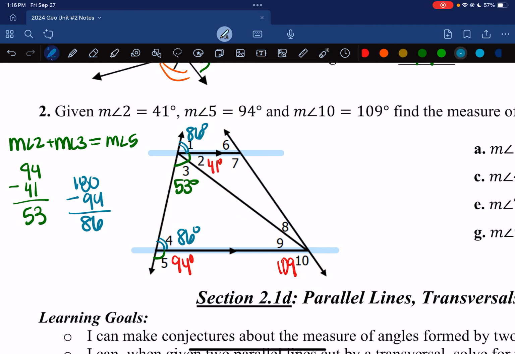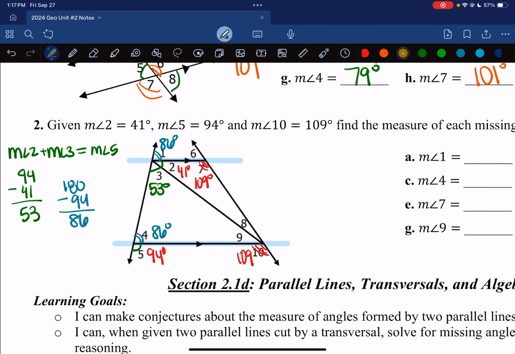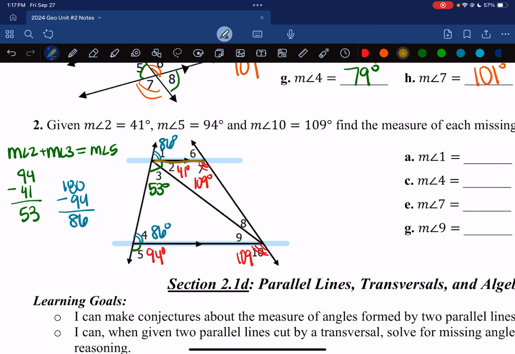Now, 10 and 7 are corresponding angles, so they're congruent. So 7 is 109. Now to find 8, we can use the fact that 2, 7, and 8 are all in a triangle. So we could do 180 minus 109 minus 41, those two angles together to subtract. So we get 30 degrees for 8.